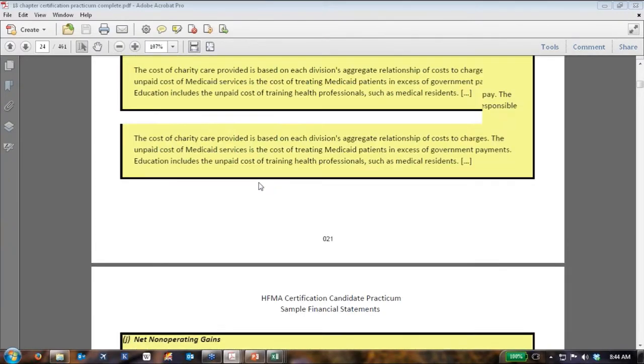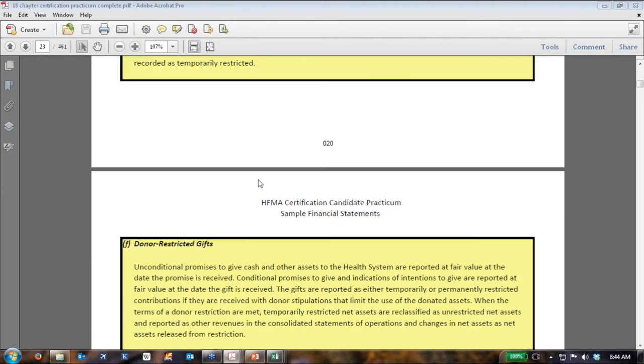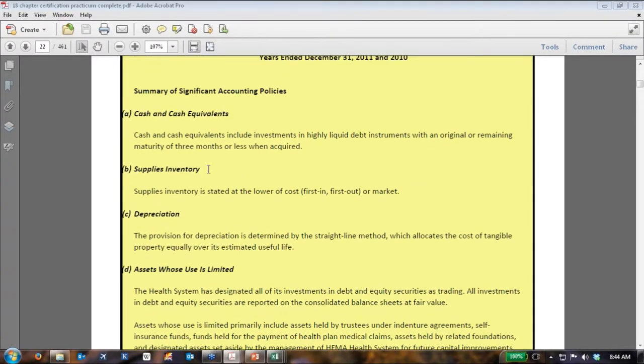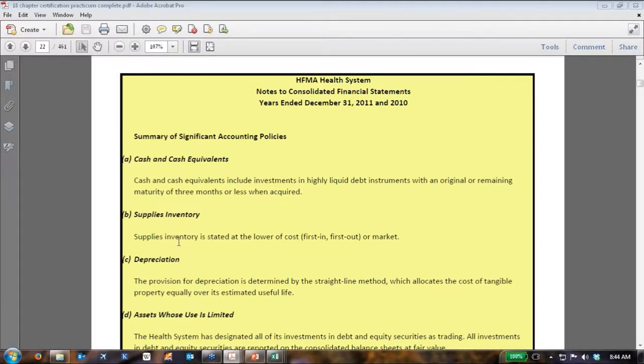Okay, so I'm just scrolling through the footnotes here. I know it's in here, it's just that I'm having trouble finding it. Net assets, depreciation, inventory. Here we go. Supplies inventory is stated at the lower of cost, first in, first out. So in other words, that's the accounting convention that HFMA Health System chose to handle its inventory.